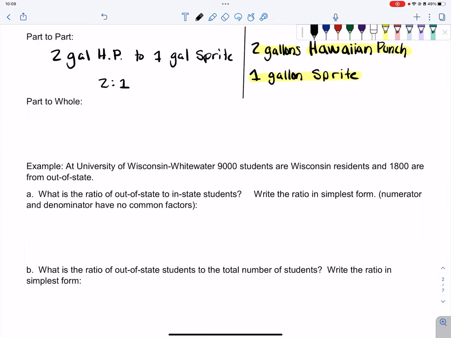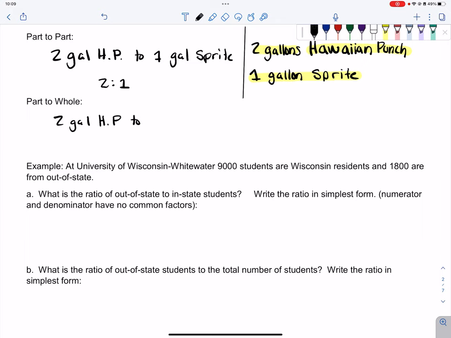Part to whole, however, means that we are going to be comparing one of the 2 ingredients that we have to the entire end product. So if I want to compare my Hawaiian Punch to the end result, the carbonated punch that they would get, well, I would be putting in the 2 gallons of the Hawaiian Punch.